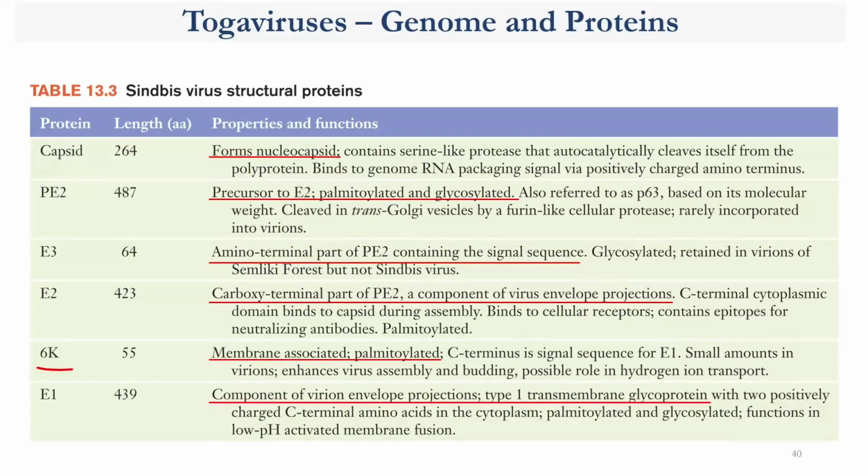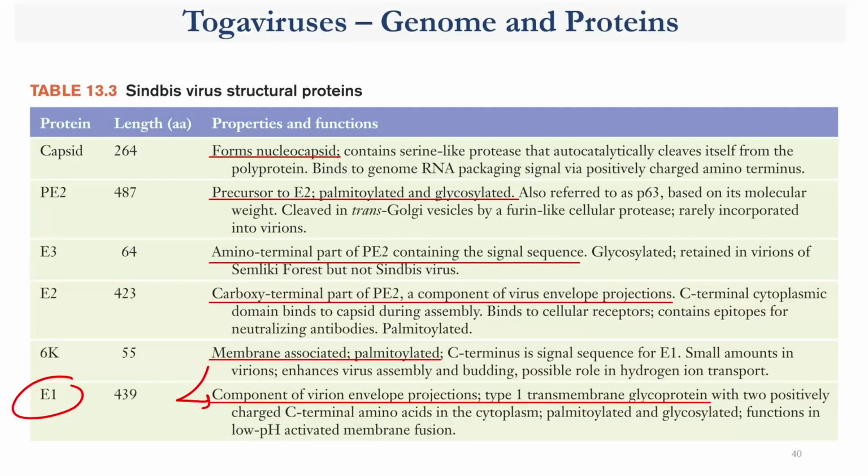You have your small protein called the 6K protein. This is a membrane-associated protein. It's also palmitoylated, and it has a signal sequence for envelope glycoprotein 1, okay? The role for this protein is that it's thought to enhance the assembly and budding as well as maintain the pH, so transfer of protons, okay? And lastly, you have your E1, which is your type 1 transmembrane glycoprotein that's embedded into the envelope, okay?